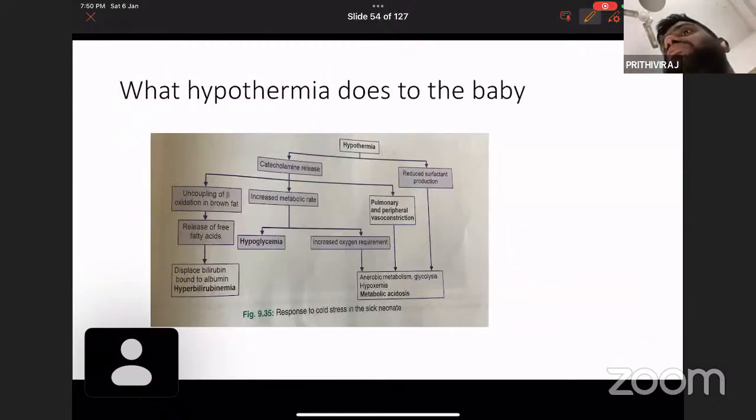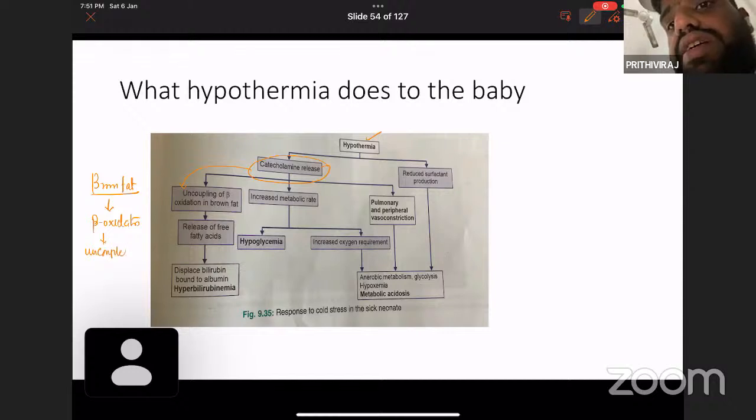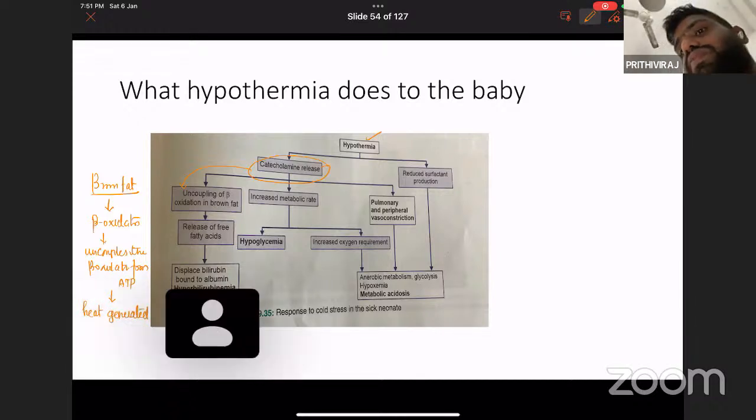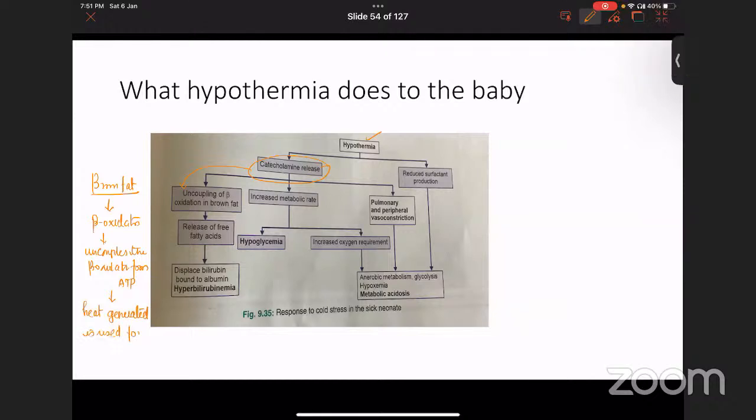So why is hypothermia very important? Because of what hypothermia does to the brain. Once the child goes into hypothermia, there is a catecholamine release. Now what does this catecholamine release do in the brown tissue, that is your brown fat? It will act on your beta oxidation and uncouple the beta oxidation from your ATP formation. As a result, the heat generated is used for heating the blood, and that helps in prevention of hypothermia, preventing the fall in temperature. Right? There is also release of free fatty acid. So this is the way that catecholamine acts.